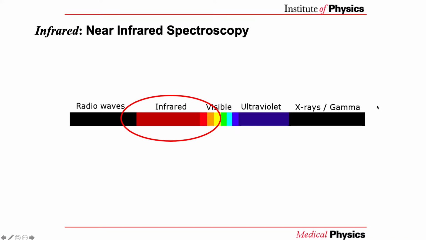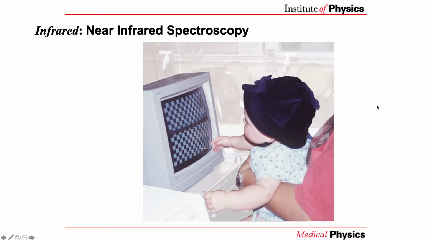So infrared then. Infrared we can use to look at brain activity. So what we have here is a baby wearing a hat, and inside the hat there are lots of infrared detectors, and when the baby looks at the changing pattern on the computer screen, the detectors detect the changes in temperature and therefore the changes in the infrared in the brain, and so they can work out which bits of the brain are working. So we can look at brain function using infrared.